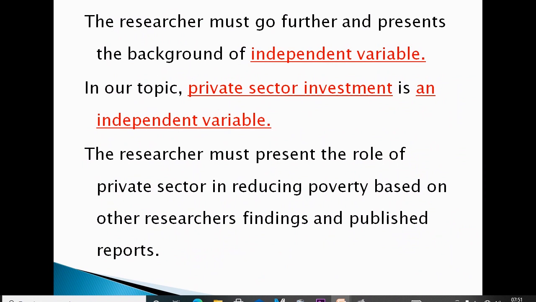The researcher must go further and present the background of the independent variable. In our topic, private sector investment is the independent variable. The researcher must present the role of the private sector in reducing poverty based on other researchers' findings and published reports.